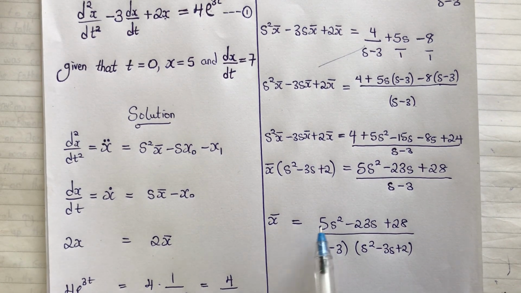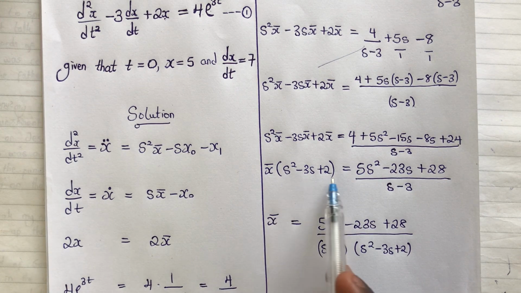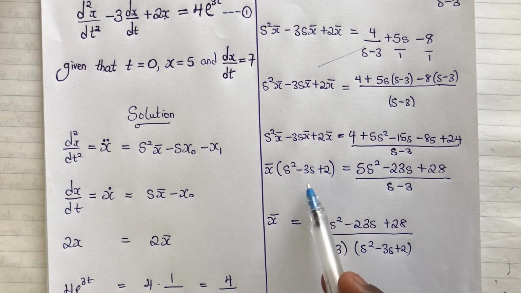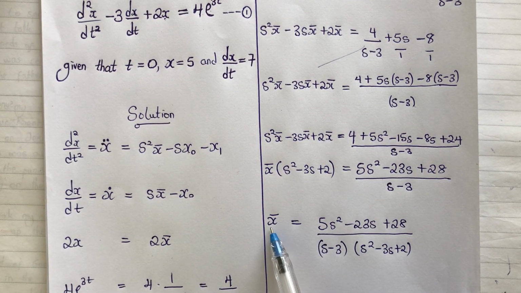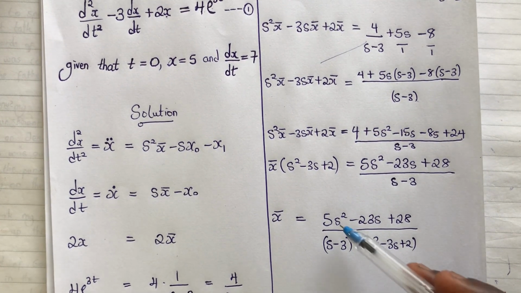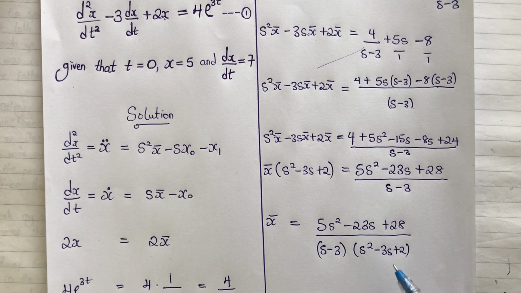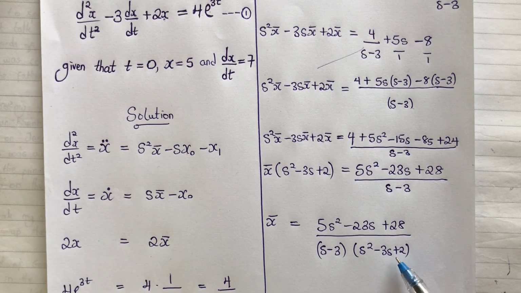So now x bar is equal to this result. Remember that when I divide this side by s squared minus 3s plus 2, I'll cancel it out, and I'll be left with s bar. When I divide, this is what I'm getting. Now, we need to solve this function. This is where we switch to partial fraction. And before we can do that, we need to break this down using our calculator. I don't need to factorize this. I'll just use the calculator to break this down.